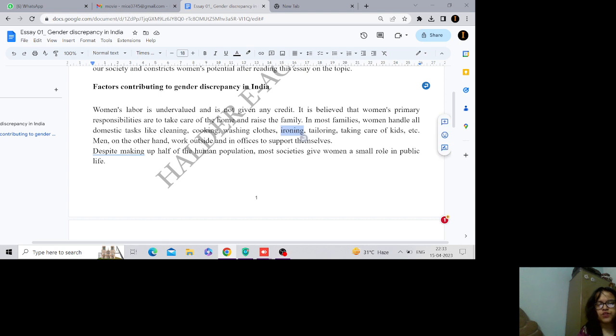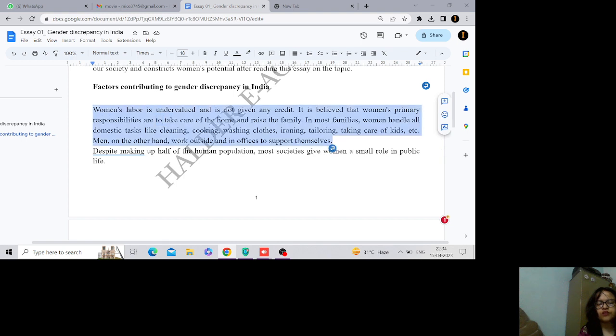Men, on the other hand, work outside and in offices to support themselves. Men get the privilege of working outside and in offices to provide financial support. They have the liberty, they are allowed to work outside the home and in offices so that they can offer support. Despite making up half of the human population, most societies give women a small role in public life. Although the population is 50% women and 50% men, society does not actually give women a significant role. Women have to remain content with a small role in public life.